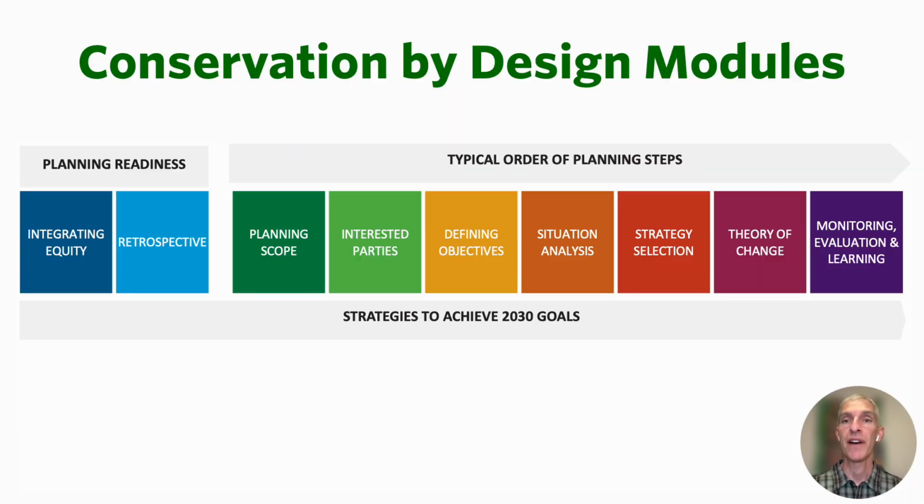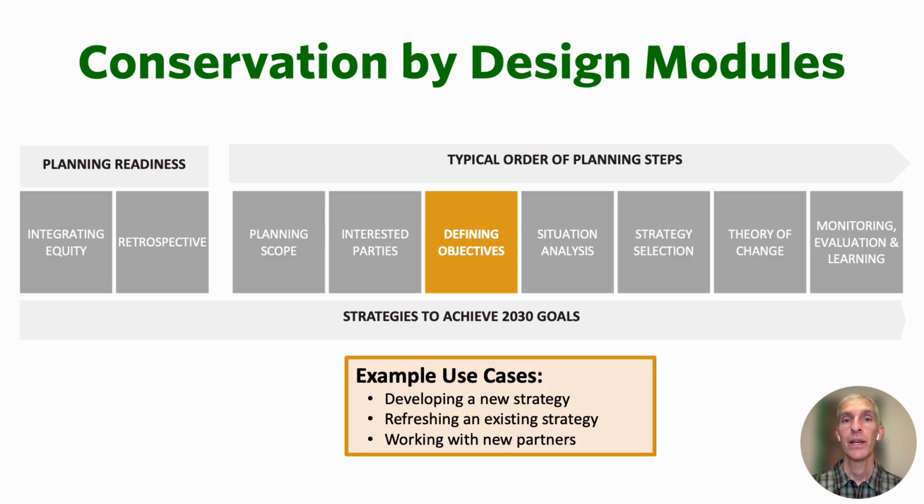Let's now take a look at how the Defining Objectives module fits into a planning process. This figure shows the full set of Conservation by Design modules, including modules that support planning readiness and modules that relate to steps in a planning process, with all of the modules oriented towards helping teams develop and improve strategies to achieve the 2030 goals. The Defining Objectives module is one that typically comes toward the beginning of a planning process, since aligning on objectives is a precursor to selecting strategies and preparing to implement them.